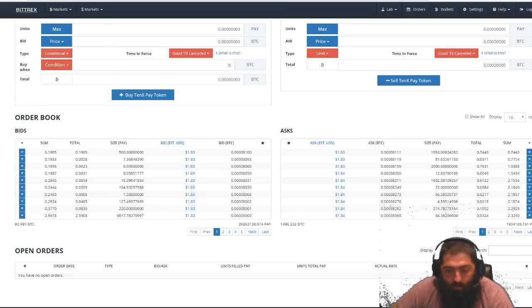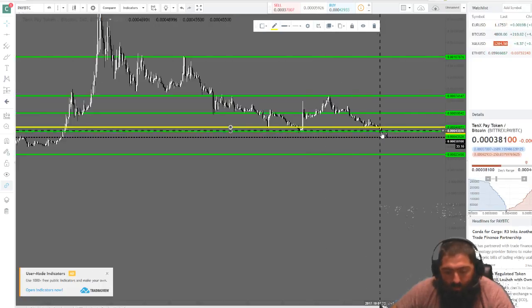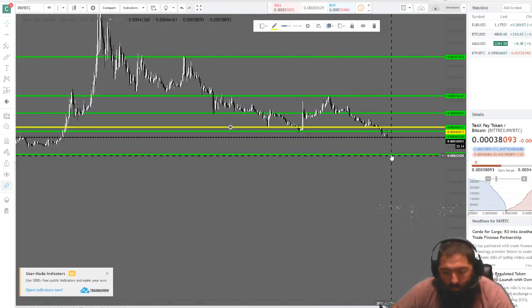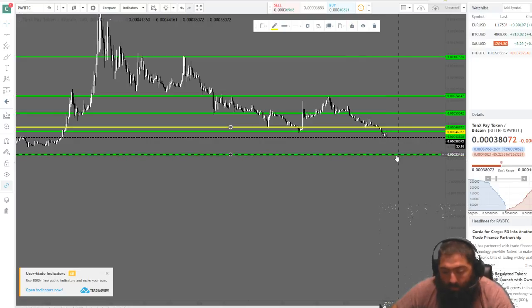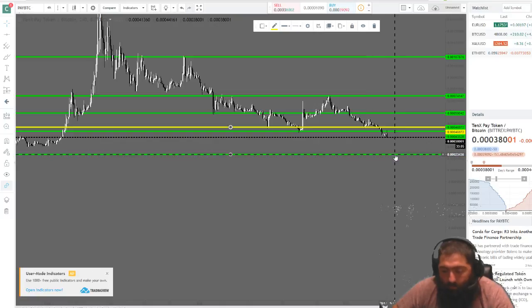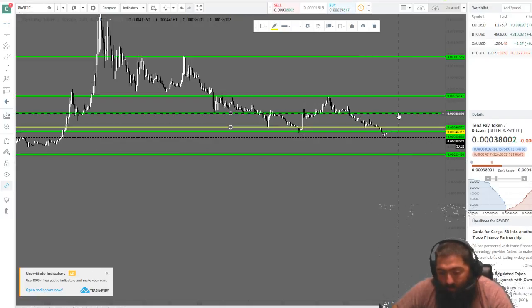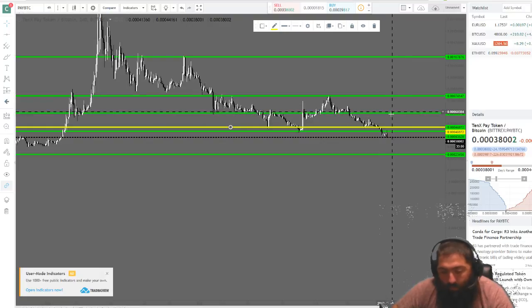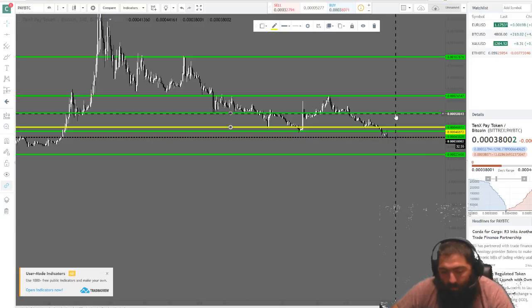If it over here on the chart dips below here, then it will put my buy order in. I don't have to do anything. I don't have to be here. I could be asleep and it will buy it for me. It makes it easy. Then I could put a sell order in for the Bitcoin or the pay coins I already have. If it comes across this line, then sell them.